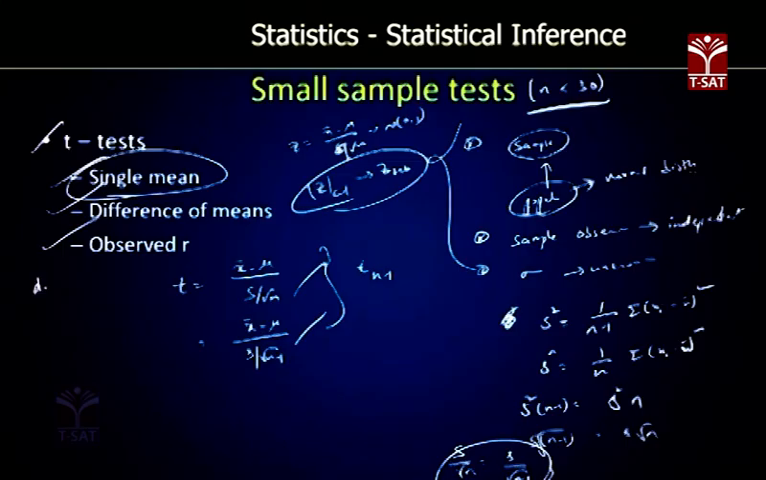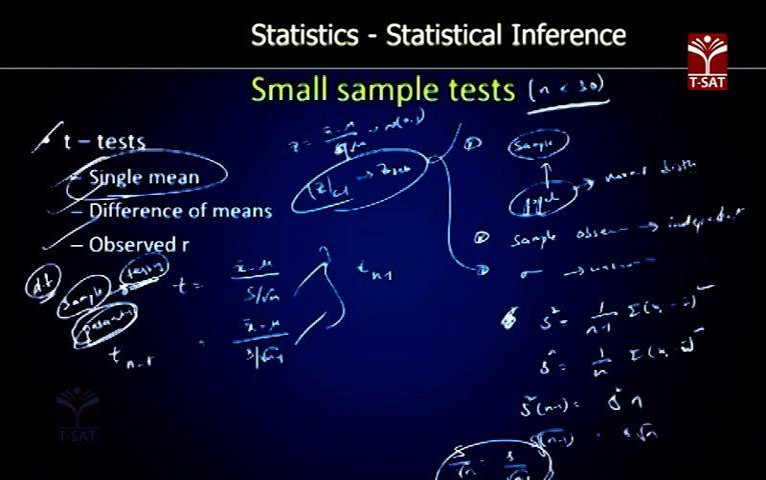Now what are these degrees of freedom? Whenever you are estimating parameters, the test statistic will follow t with n minus k minus 1 degrees of freedom, where k is the number of parameters we are estimating. But in this test we are not estimating any parameters, so t with n minus 1 degrees of freedom.